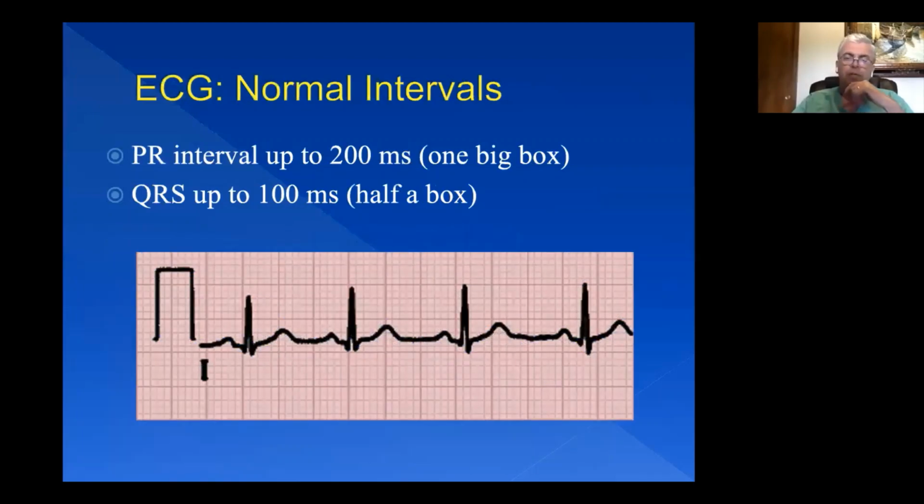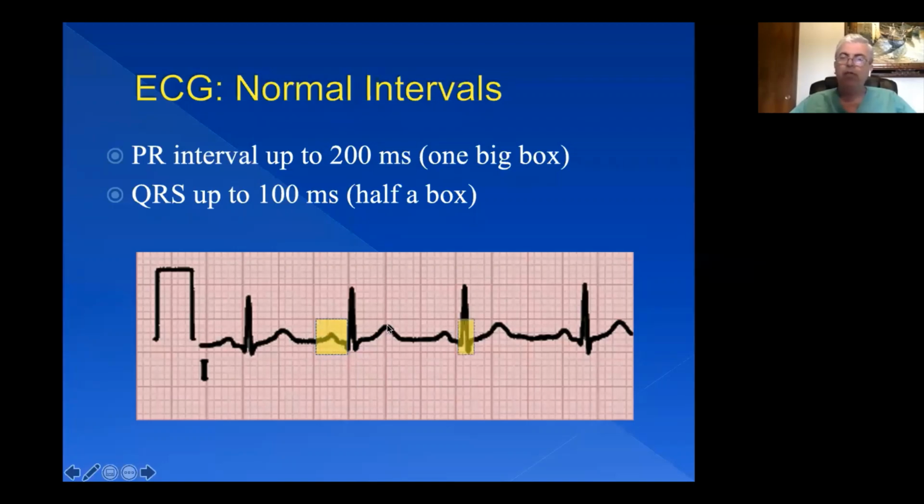Normal intervals, quick way to figure it out. You have the PR interval, usually one big box is the upper limit of normal. Each millimeter is 40 millisecond. When you say 25 millimeter per second, that's 25 millimeter per 1,000 millisecond. Each millimeter is 40 millisecond. 5 millimeter, which is the dimension of those big boxes here, is 200 millisecond. The PR interval should be contained within that big box to be normal.